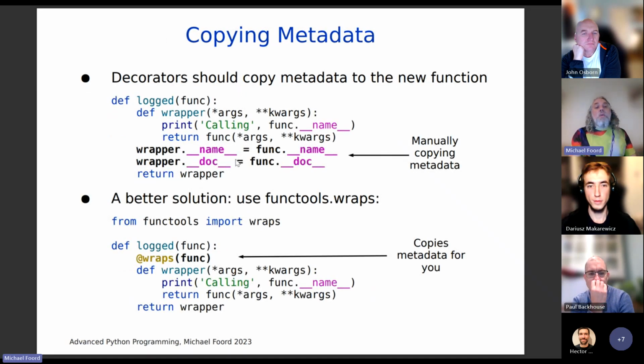You can either manually copy it across yourself, which you shouldn't do. What you should do is use functools.wraps, and wrap your wrapper functions. What it does is copy across all the metadata for you. So whenever you're writing decorators, always use functools.wraps, and that metadata is not lost. So important thing to do. From functools import wraps. Wraps your wrappers.